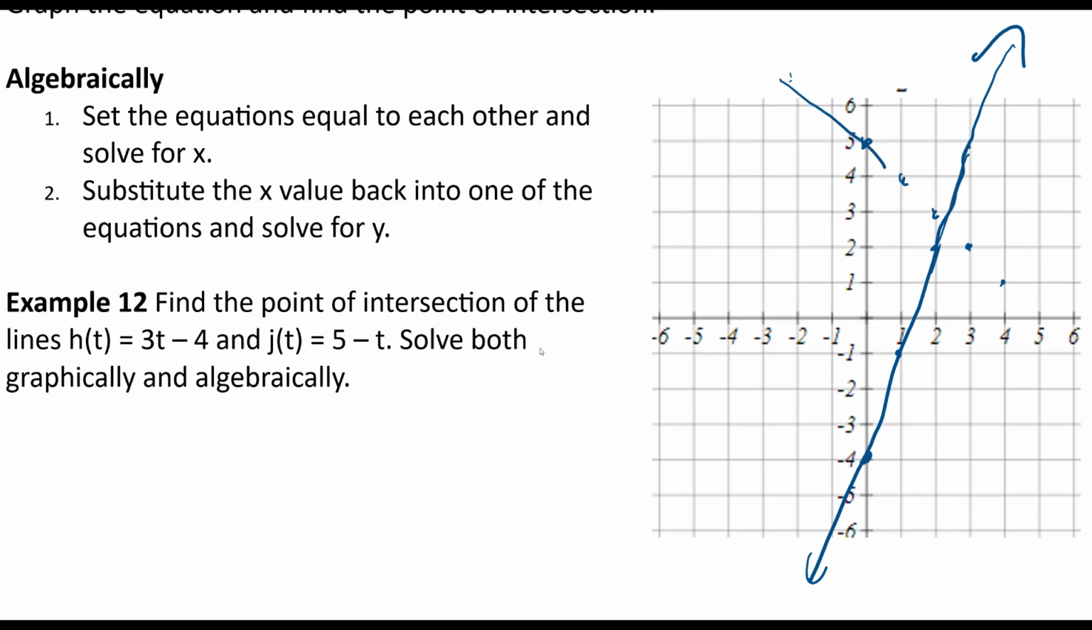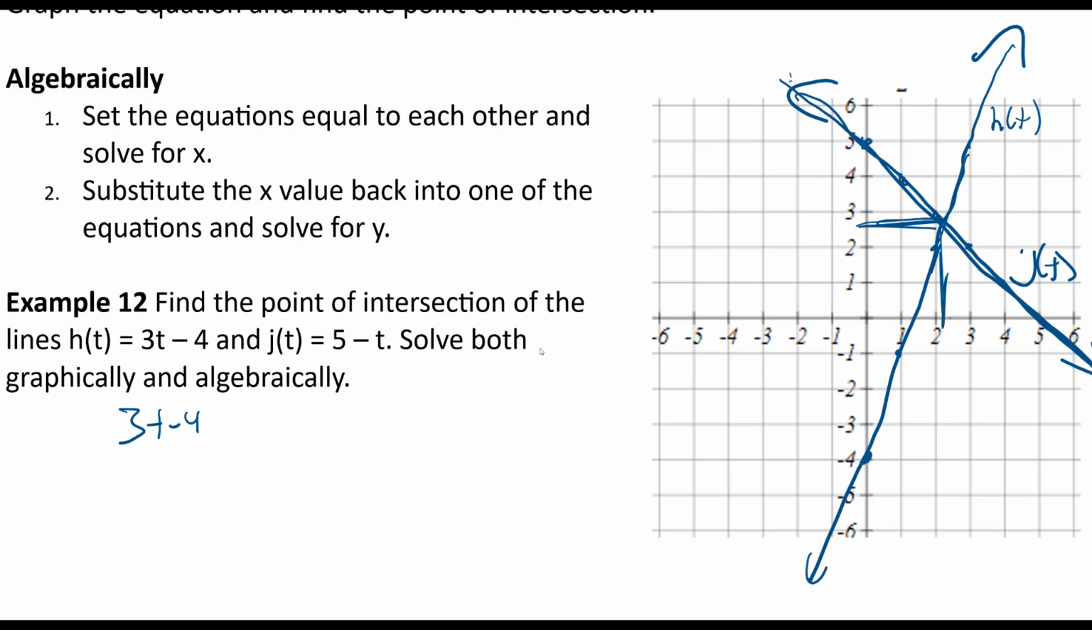It'd be helpful if I could draw it on top of it too. Okay. So this is our j of t. This is the h of t. So it looks like the x value is somewhere around here, like 2 1/3, maybe 2.25. I'm not sure. And then the y value is somewhere around here, like 2.7 maybe.